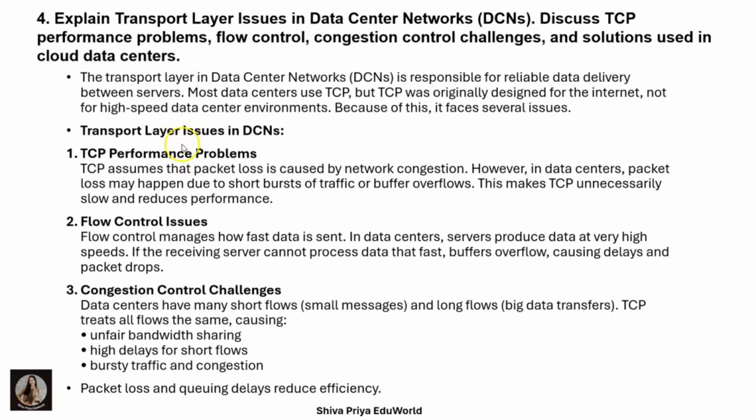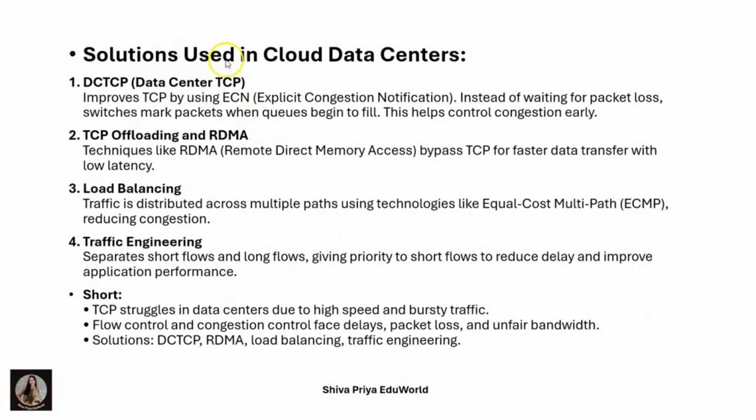And the next one is they have asked to explain the solutions used in cloud data centers. The first is DCTCP, that is Data Center TCP. It improves TCP by using ECN, which means explicit congestion notification. Instead of waiting for packet loss, switches mark packets when queues begin to fill, and this helps to control the congestion early.